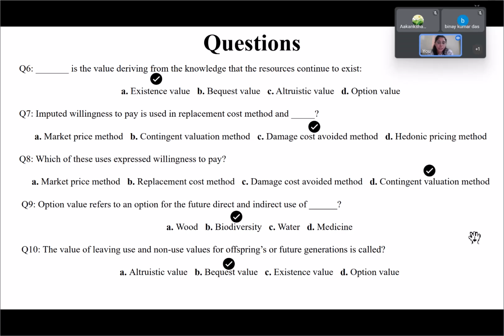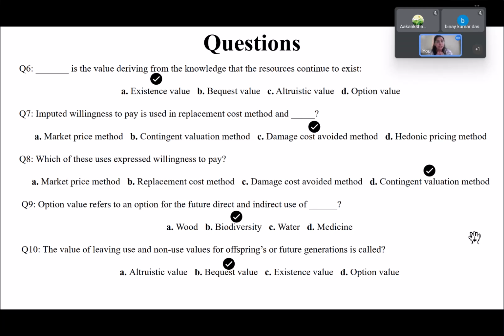Ninth, option value is basically biodiversity in general. Doesn't matter which resource we are talking about. Anything which is kept as an option for the future for usage is option value. Any resources which come under biodiversity. And lastly, leaving usage and non-usage values for future generations is also bequest value. When I say option value, I have an option of leaving or using.